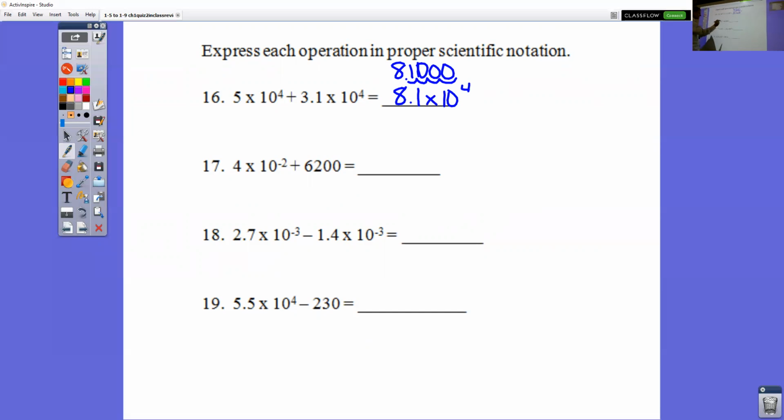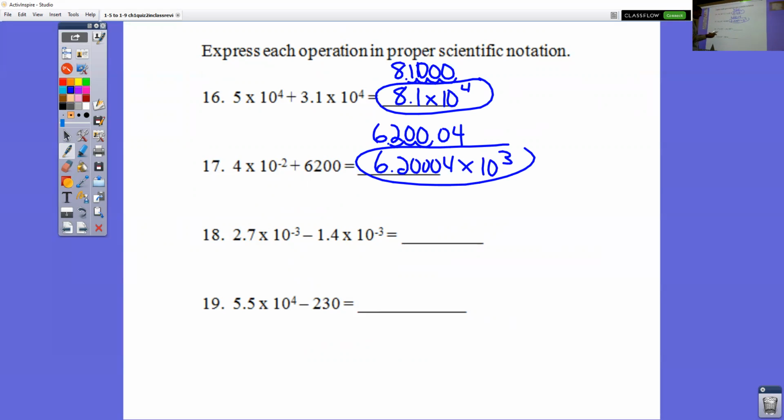In question number 17, you get 6,200.04. Put a decimal point in between the 6 and the 2. You do need to write down those zeros in between because the zeros are in the middle. You're moving the decimal point 1, 2, 3 places, so times 10 to the 3rd power.